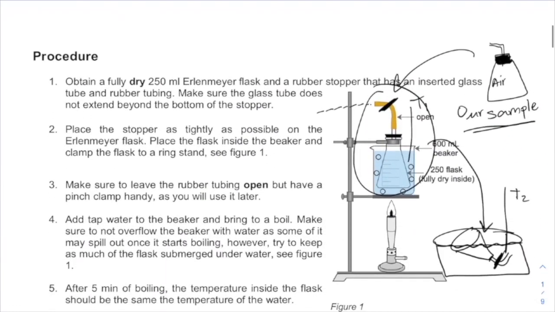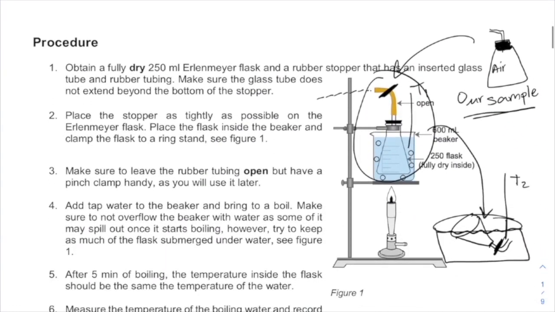So in the video, you're going to see a setup similar to figure number 1, where initially, first know that our sample is just air inside the flask. Air inside the Erlenmeyer flask, that's going to be our sample that we're working with. So what I did, I placed this inside a beaker full of boiling water. And this tube here that you see is actually open to the air. So air molecules are actually escaping out.